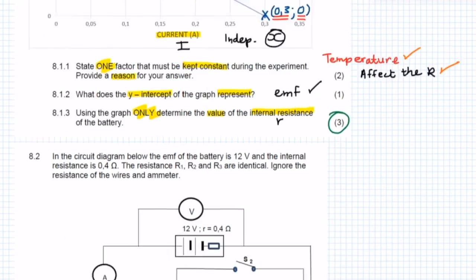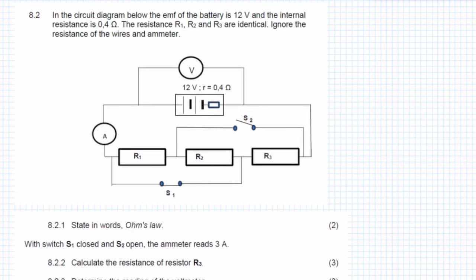Let's now take a look at the rest of the problem. Question 8.2 now reads, in the circuit diagram below, so this is a completely new circuit diagram, the EMF of the battery is 12 volts. So we're going to write down on the side, EMF is equal to 12 volts. The internal resistance is 0.4 ohms. On the side, we say r is equal to 0.4 ohms. The resistance of resistor 1, resistor 2, and resistor 3 are identical. Ignore the resistance of the wires and the ammeter.